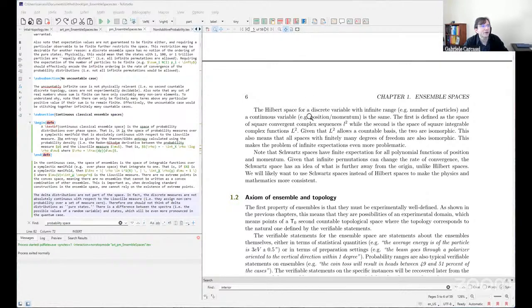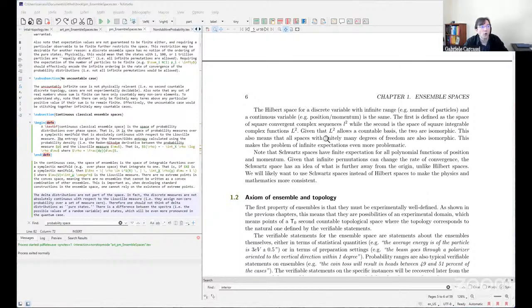Now, the Hilbert space for a discrete variable with infinite range, like the number of particles, and for a continuous variable like position or momentum, is the same, because they're both separable spaces. They have countable bases, and Hilbert spaces with the same number of basis elements are always isomorphic to each other. The first is defined as the space of square-summable complex sequences, little l-squared, while the second is the space of square-integrable functions, capital L-squared. And given that l-squared allows a countable basis, the two are isomorphic.